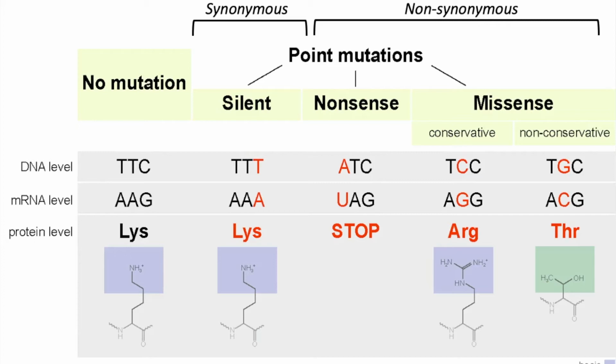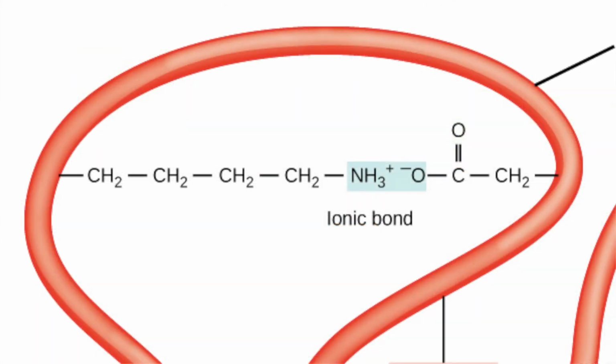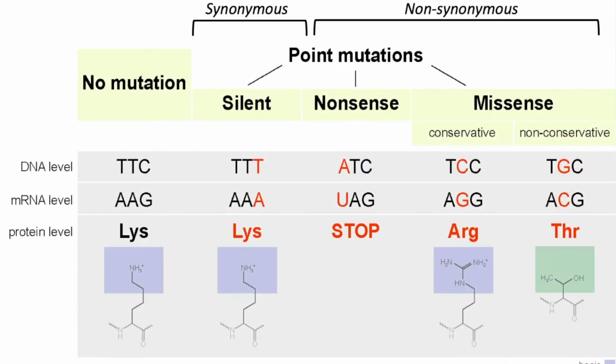So for instance, if my secondary structure relied on this lysine sticking to a negatively charged amino acid, and then I've mutated my lysine to a threonine, which doesn't have that negative charge, now that secondary structure might fall apart because I don't have that nice little magnetic attraction between a positive and a negative charge.